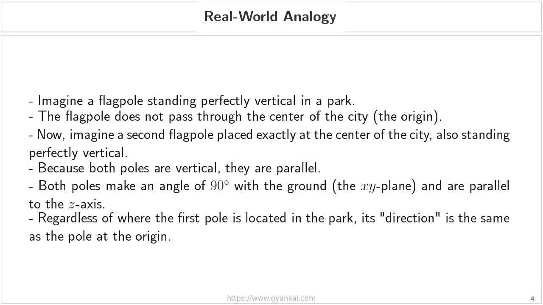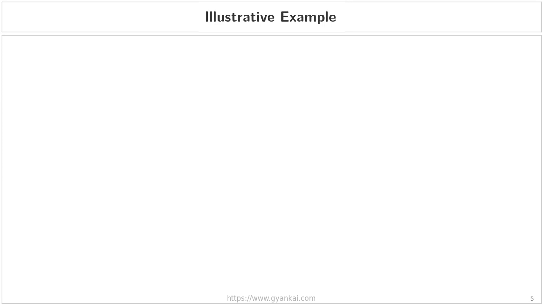The key takeaway here is that regardless of where that first pole is located in the park, its direction, its tilt, or its orientation is exactly the same as the pole located at the origin. This is exactly how we approach our mathematical problem. We look at the direction, not the location. Now, let's see how this applies to a concrete mathematical example in the next slide. Illustrative example.